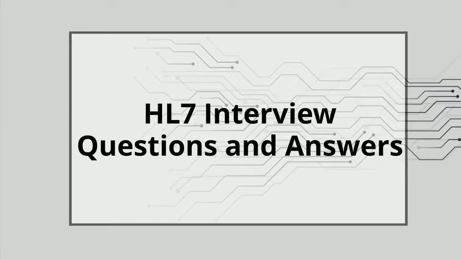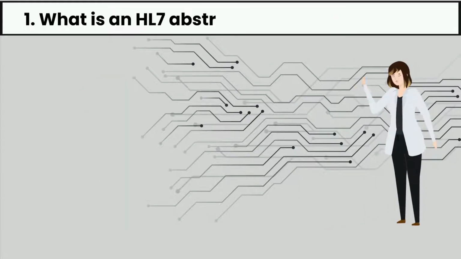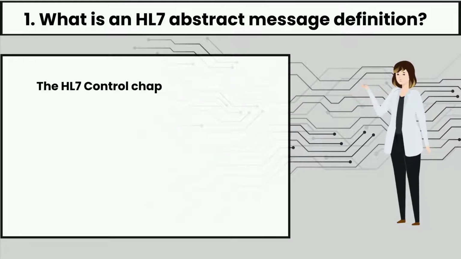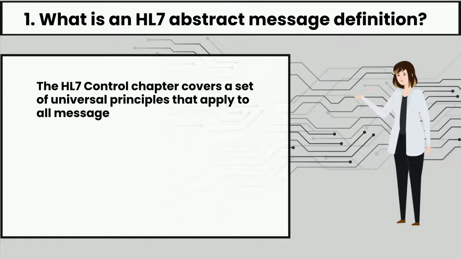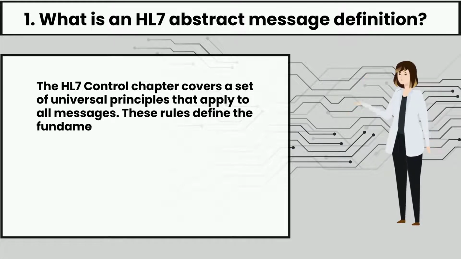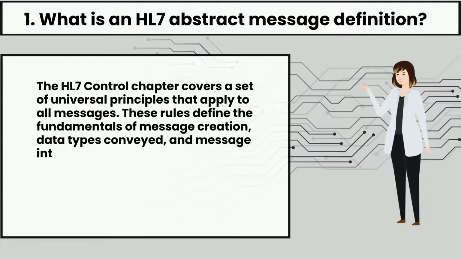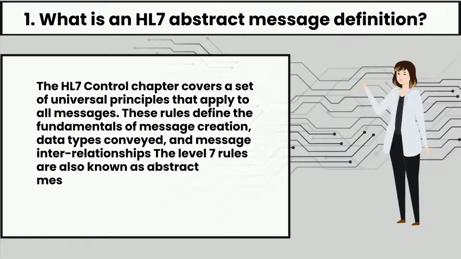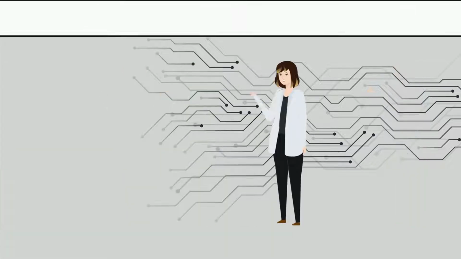HL7 interview questions and answers. 1. What is an HL7 abstract message definition? The HL7 control chapter covers a set of universal principles that apply to all messages. These rules define the fundamentals of message creation, data types conveyed, and message interrelationships. The Level 7 rules are also known as abstract message definitions since they are pure application layer rules.